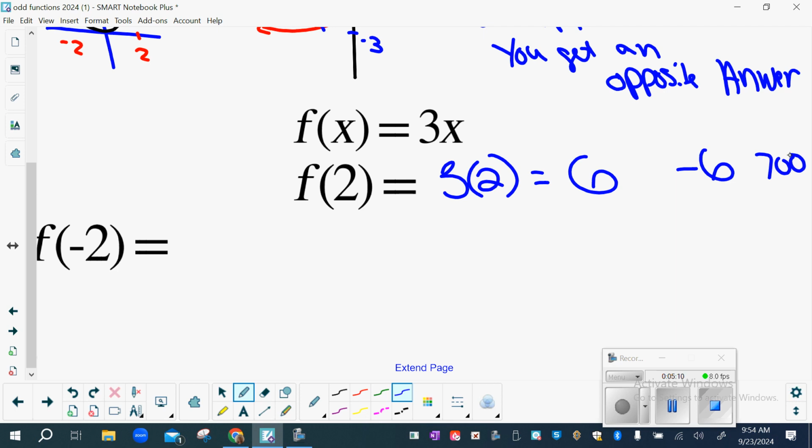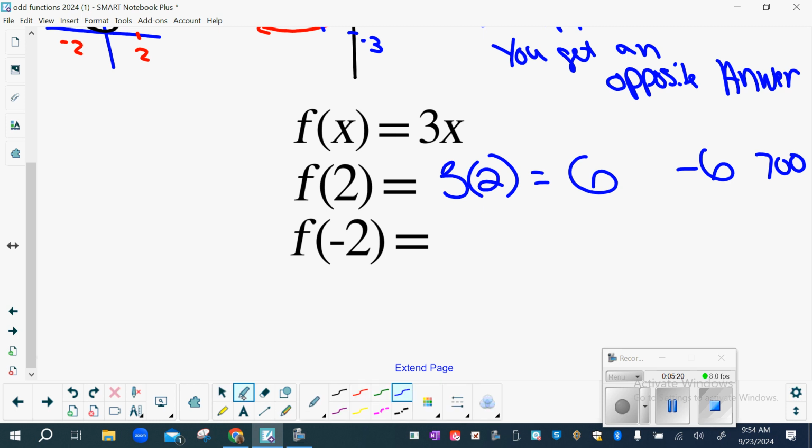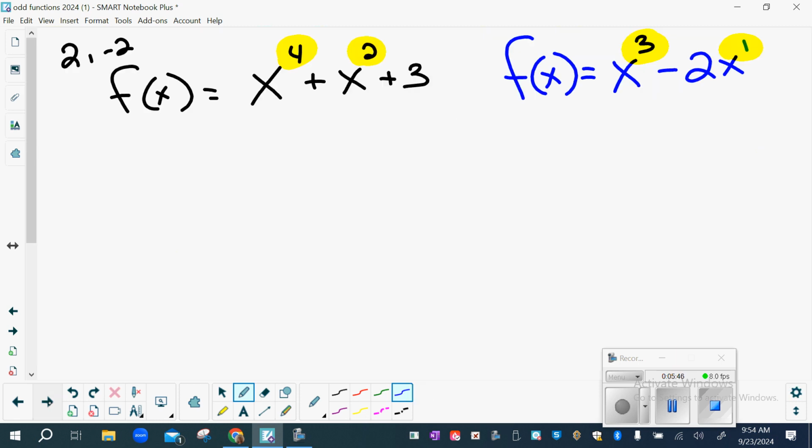You ready? So here we go. Plug it in. We see what happens. 3 times -2. We got -6. So is that bad boy even, odd, or nothing? He's odd. He's odd because I got the opposite answer. Does that make sense? That's what we're doing tonight. Even, odd, or nothing.